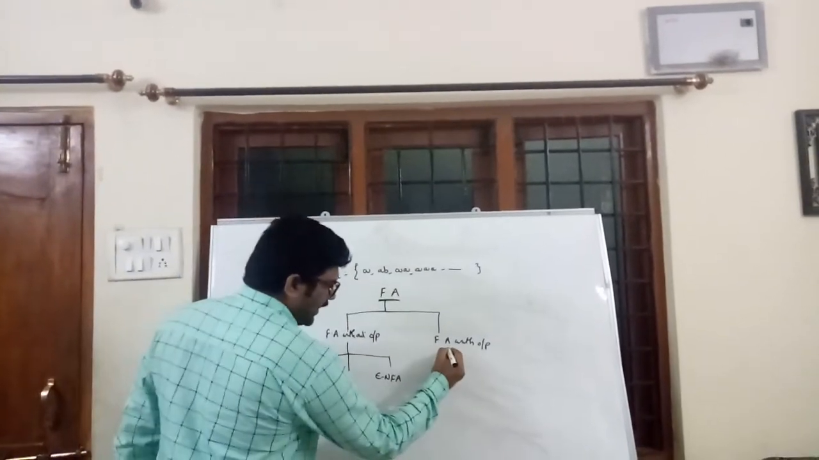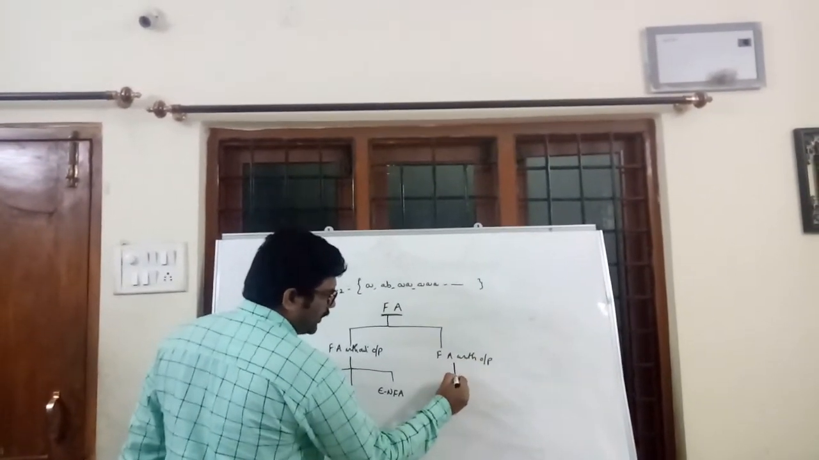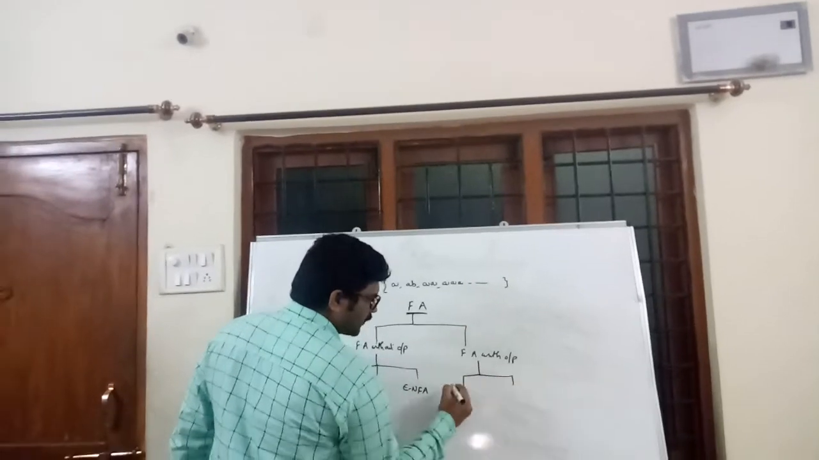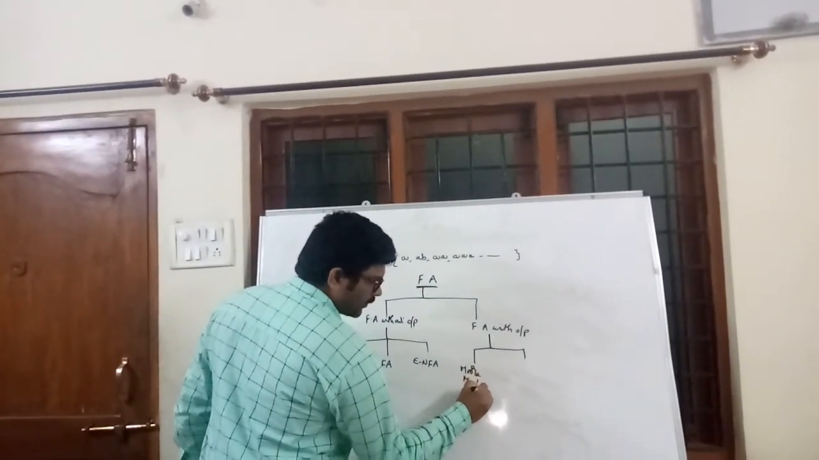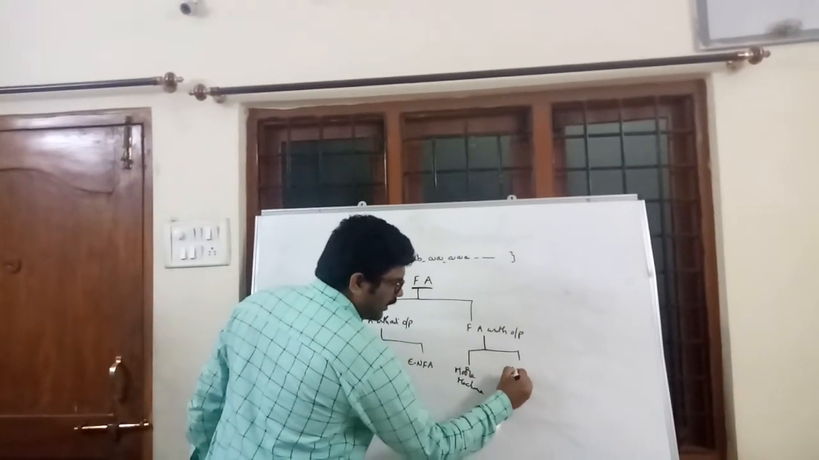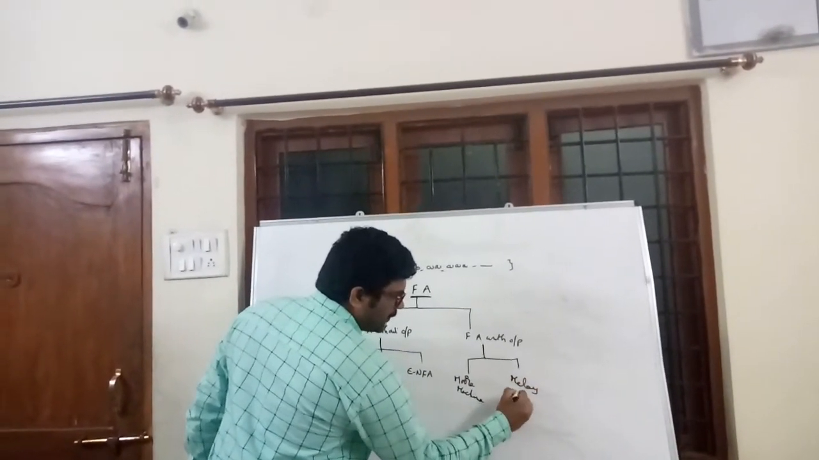Now finite automata with output is categorized into two types. One we call the Moore machine, and one more is the Mealy machine.